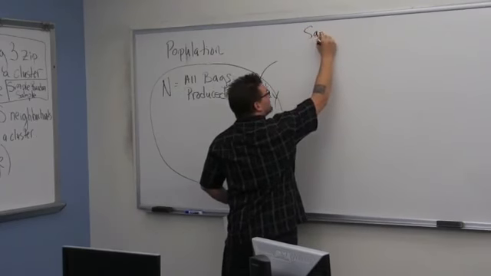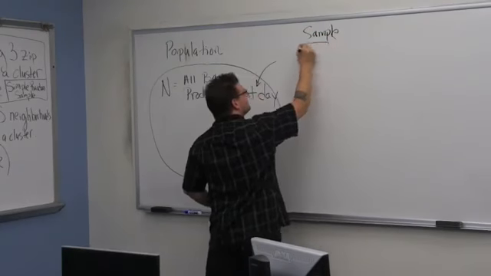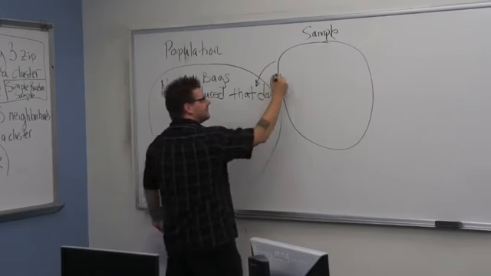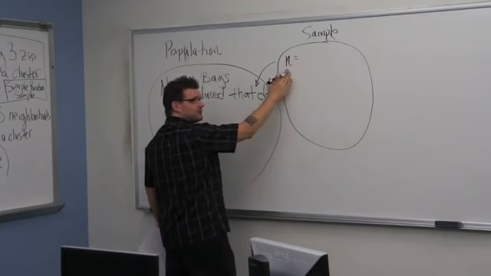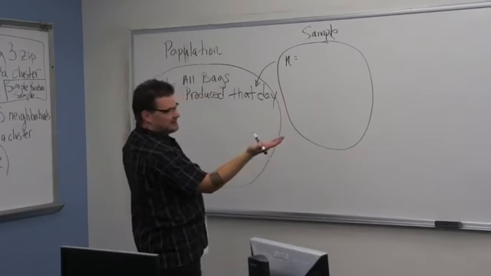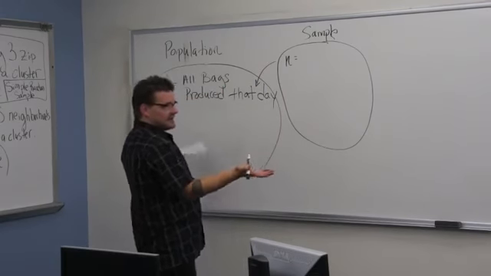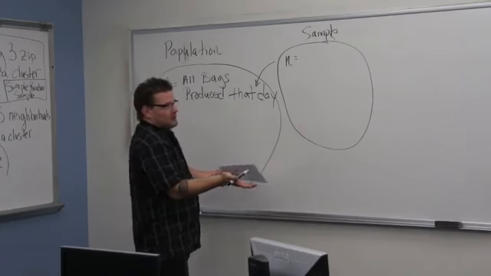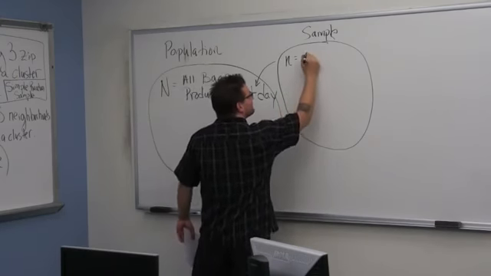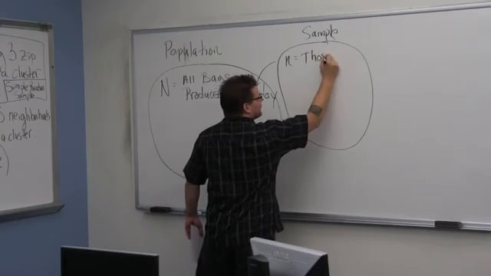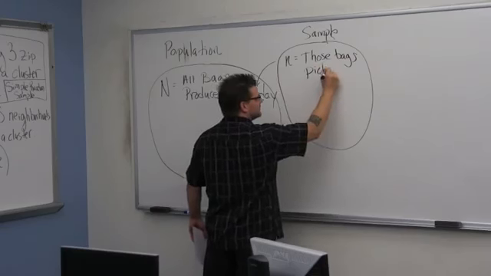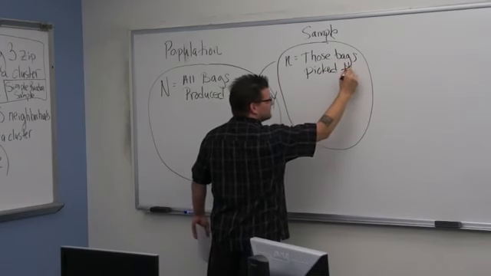So here's the sample. Sort of looks like that this time. Lowercase n, this is a symbol for sample size. Again, depending on how many bags of chips are in a case, I don't know, so I can't really put a number to this, but I do have 8 cases, right? Little n is those bags picked that day.